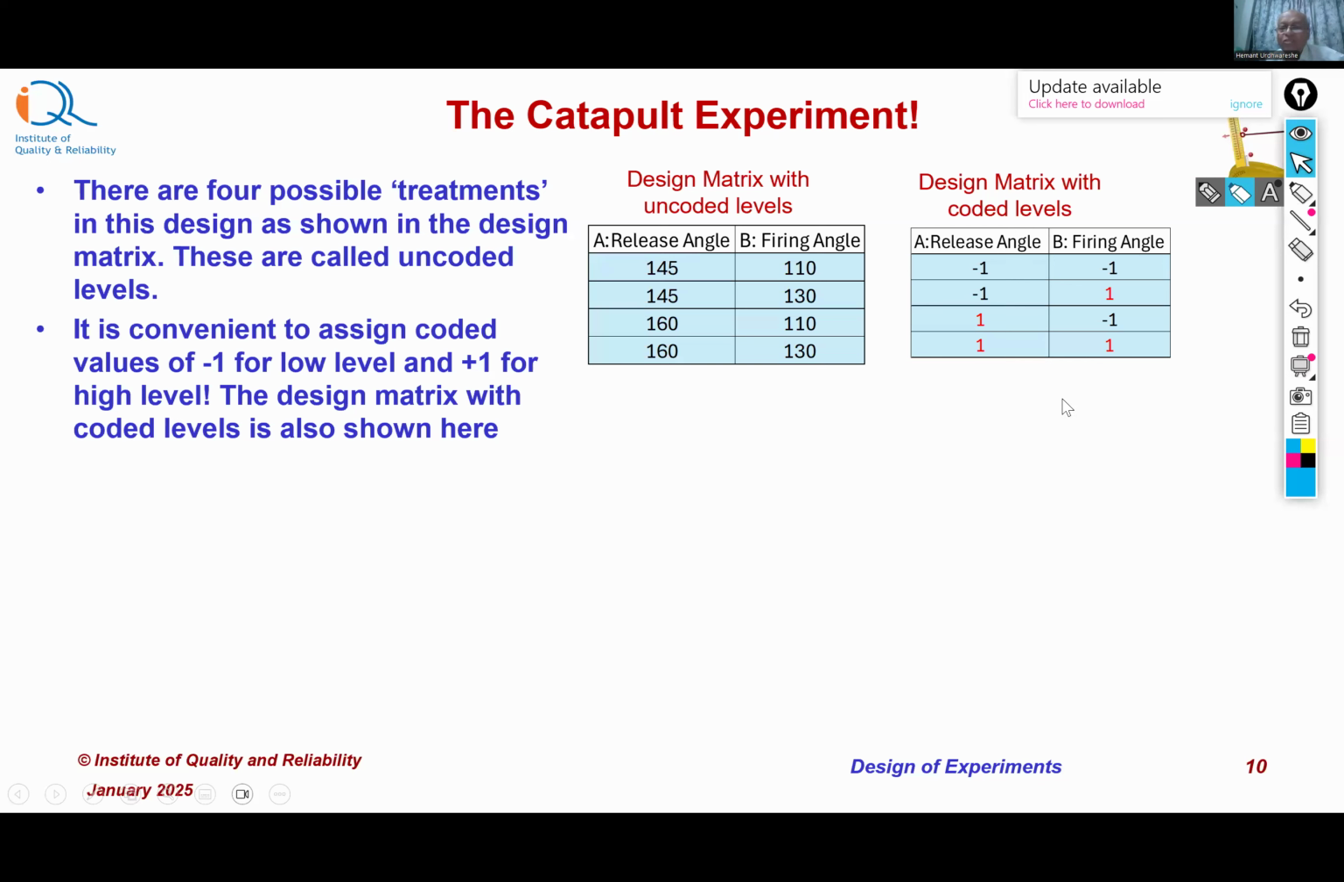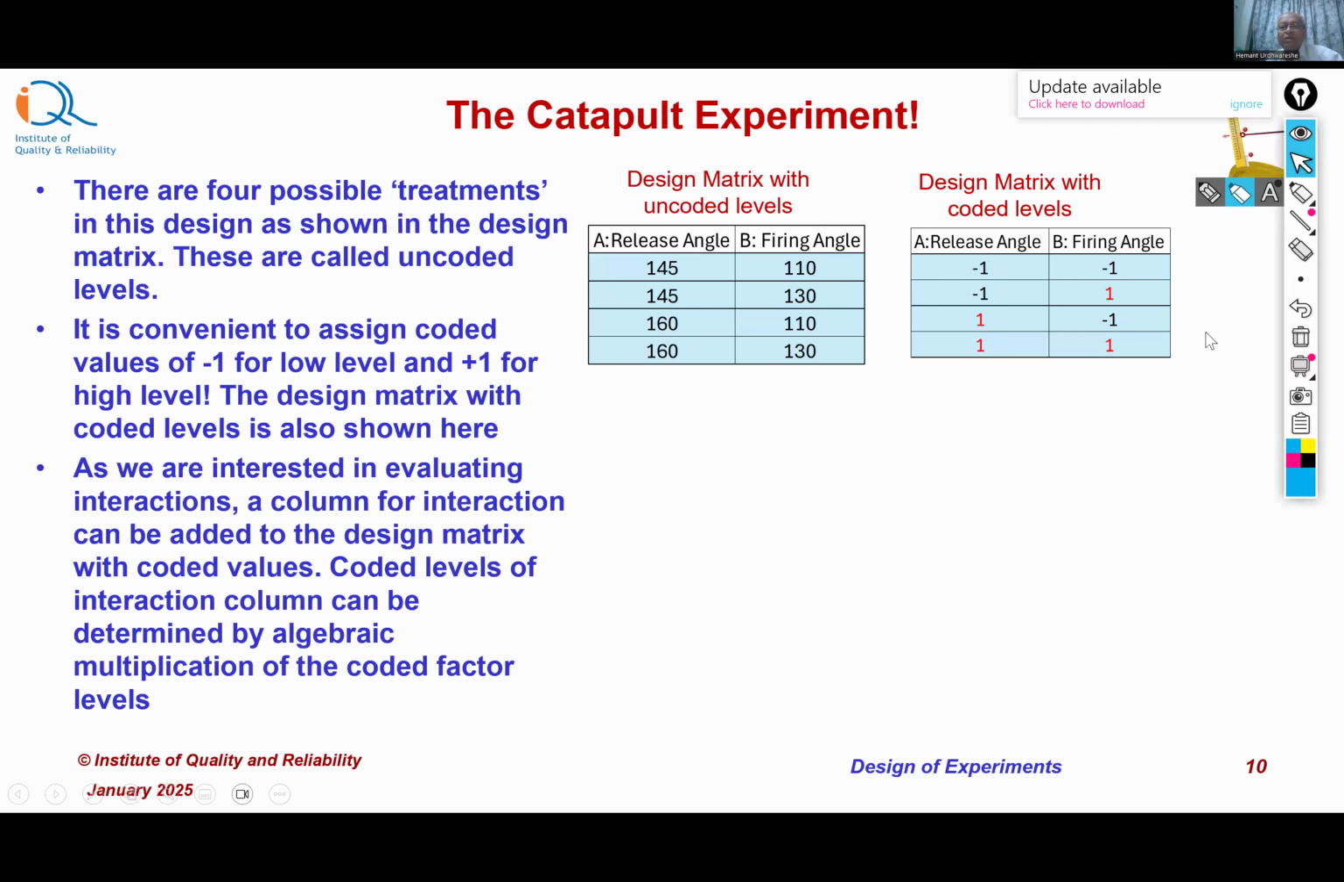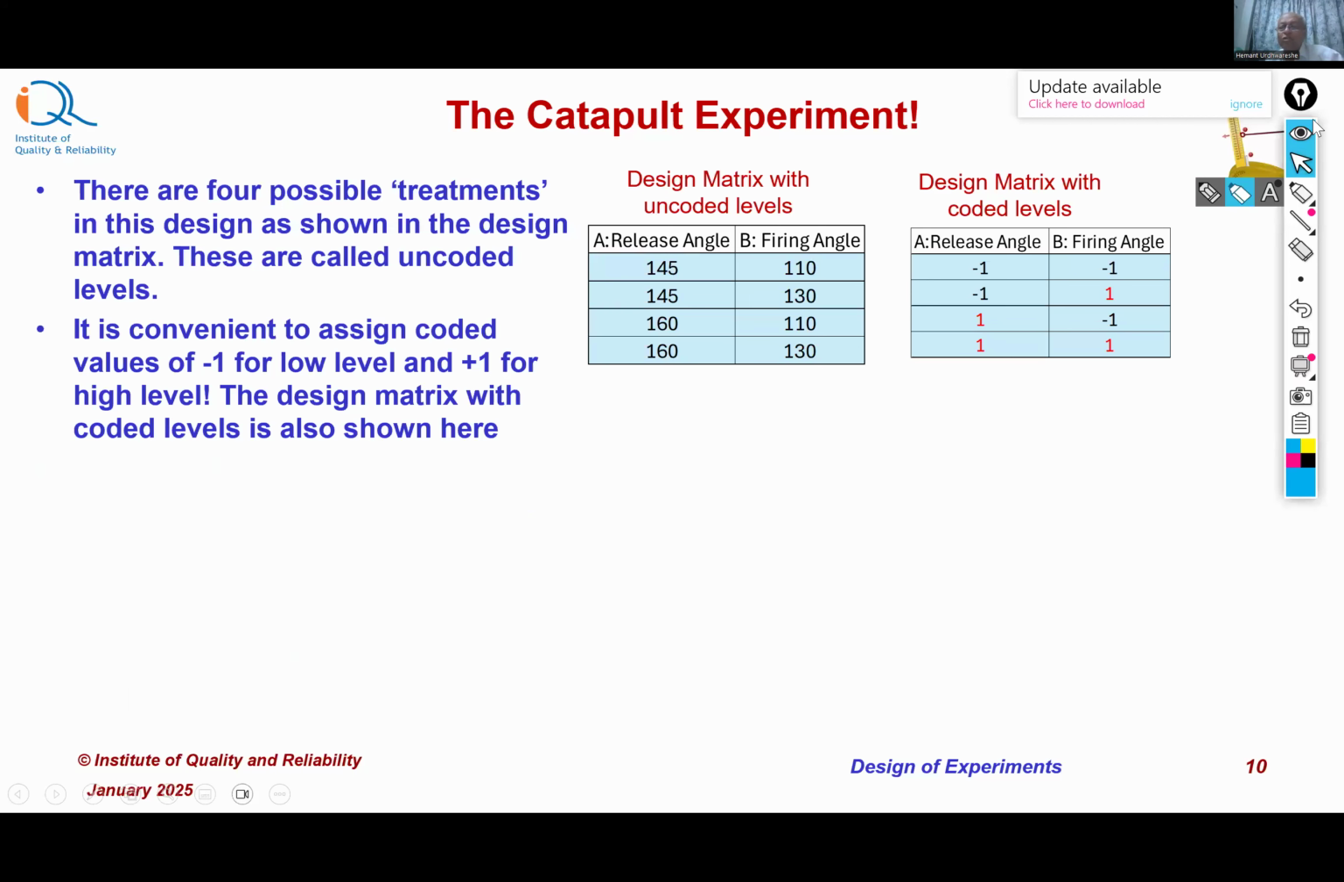The reason for this is if you want to add an interaction column here, it is just the algebraic multiplication of these coded values. So the interaction AB will be -1 into -1, so the first row will be +1. Then it will be -1 into +1, which is -1, etc. I will explain that again. The right side is the design matrix in coded levels. The left side is the uncoded levels.